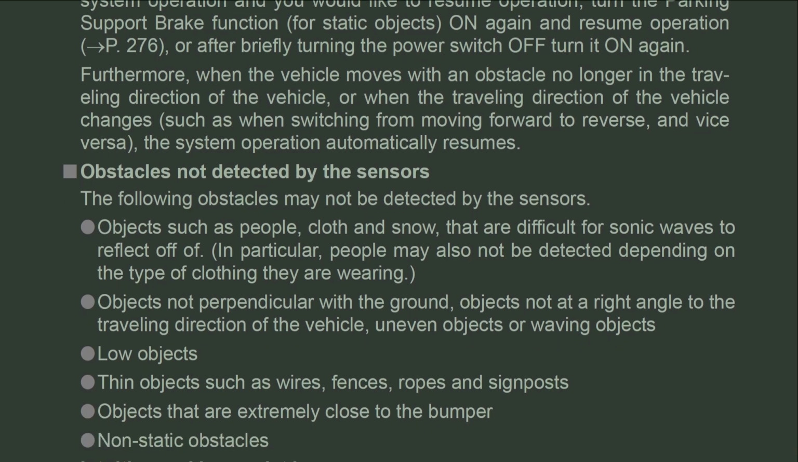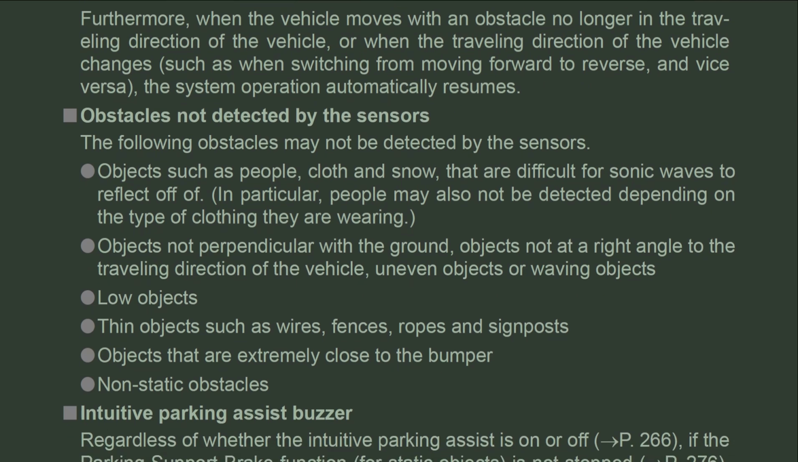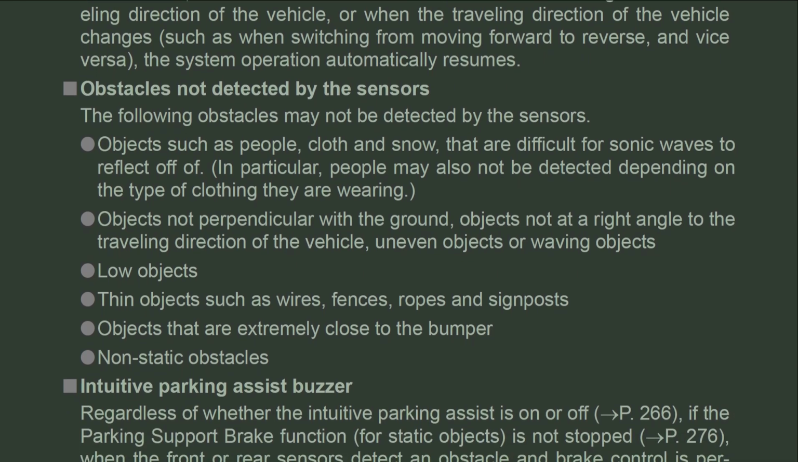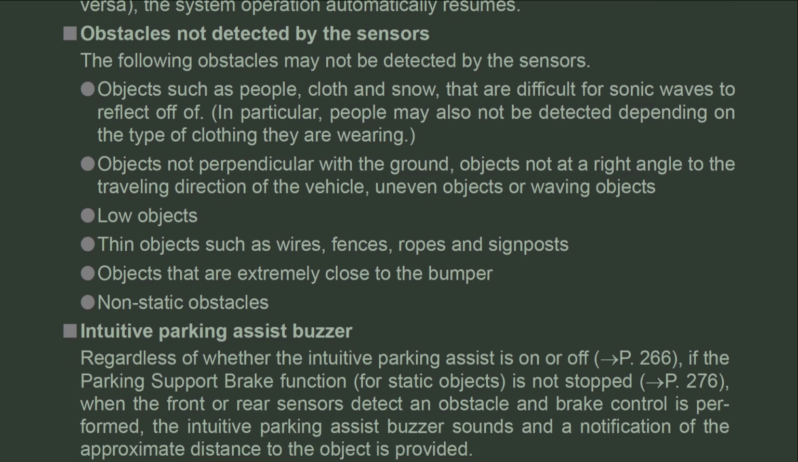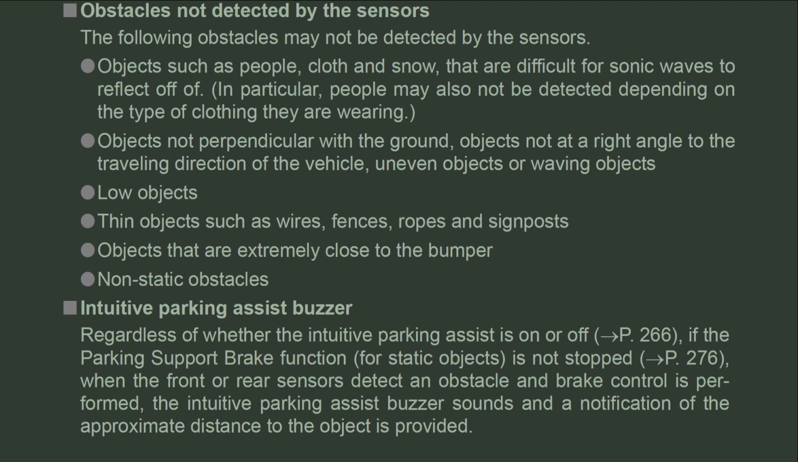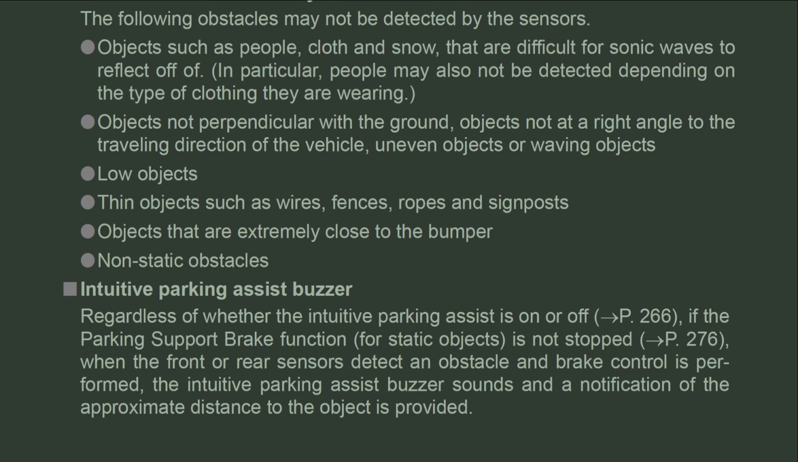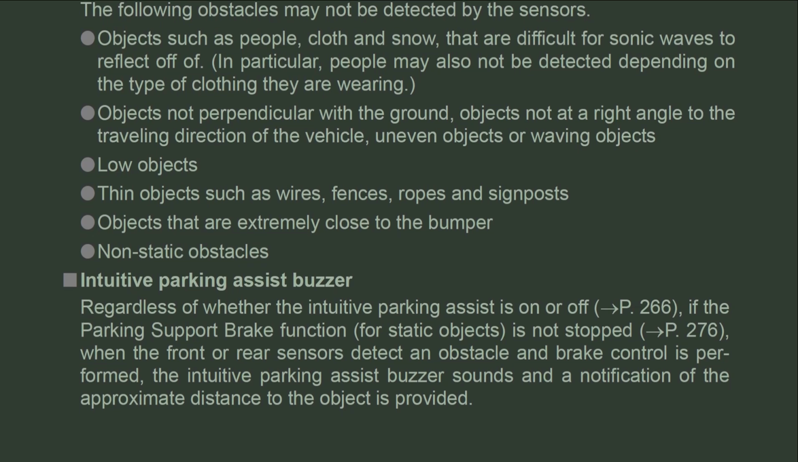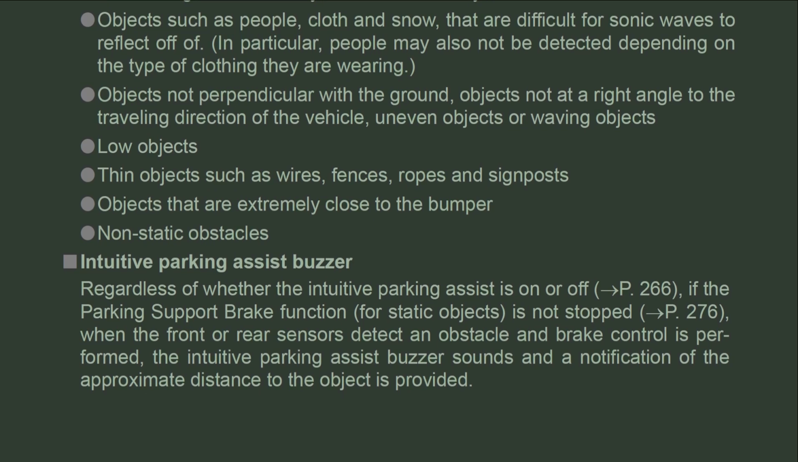Obstacles not detected by the sensors. The following obstacles may not be detected by the sensors. Objects such as people, cloth and snow, that are difficult for sonic waves to reflect off of. In particular, people may also not be detected depending on the type of clothing they are wearing. Objects not perpendicular with the ground, objects not at a right angle to the traveling direction of the vehicle, uneven objects or waving objects. Low objects.